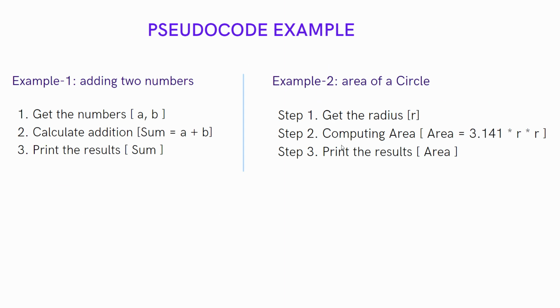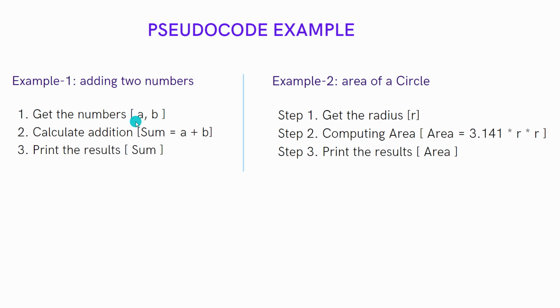Now let's see the best and basic examples of pseudocode. For example, here we have adding two numbers. What do you do in order to add two numbers? The first and foremost thing is, you get the numbers, right? You get those numbers A and B. Next, you have the variables A and B, and now you have to add them, right? So for that, you use addition. So step 2 will be calculate addition.